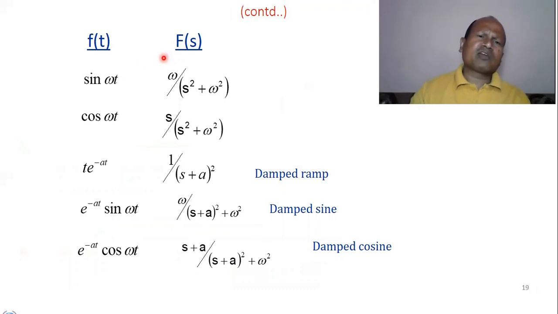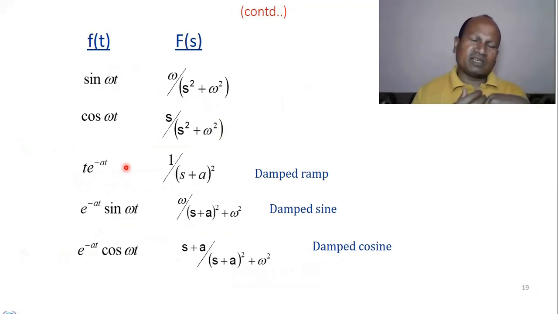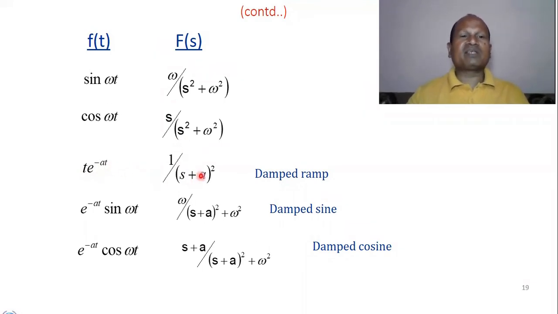This is one table. Sin omega t, Laplace is omega divided by s square plus omega square. Cosine, s divided by s square plus omega square. t multiplied by e to the power minus at, 1 divided by s plus a square. In fact, the effect of t is, we will see later, whenever t is multiplied by any signal, the frequency domain becomes multiplied by the same term. So it becomes s square in place of s. And because of e to the power minus at, there is a delay. So s plus a. Otherwise, if it is t into constant, it will be 1 upon s square. But because of minus a, the s is becoming s plus a.